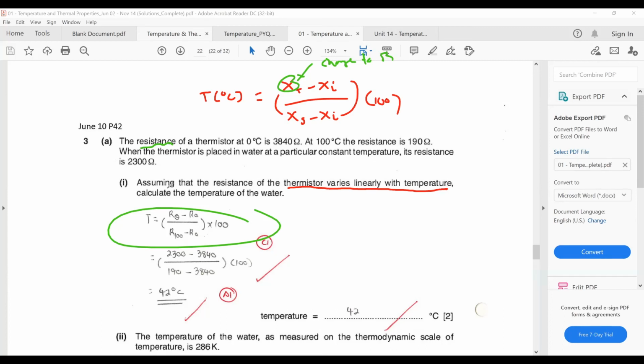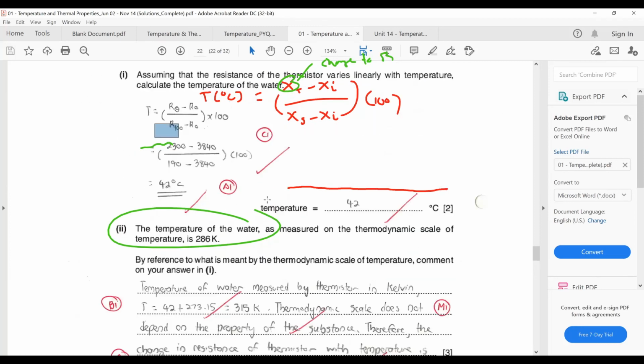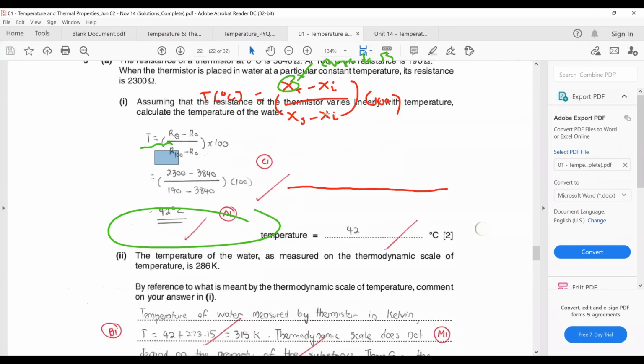Right? This is the only instance I've seen where you need to use the equation. Other years I've never seen. All right, so you get that answer. This is the resistance at the temperature that you're trying to measure. This is the resistance at 0 degrees. This is resistance at 100 degrees. The steam point and ice point, so to speak. Okay, so this part is fine.